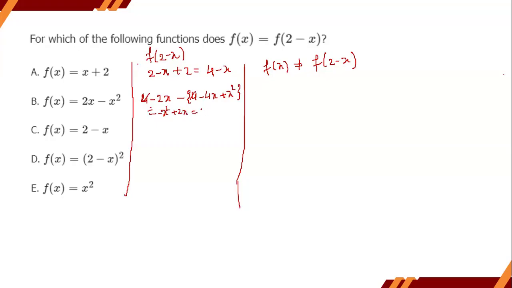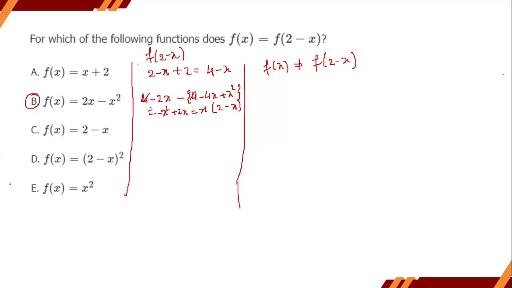Or we can write it as, take x common, so this is x(2 minus x). Okay, so these two are the same. Is it or not? So these two are the same only, right? So that's the answer to our question.